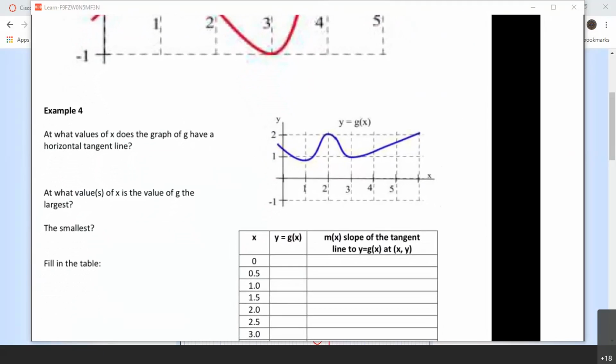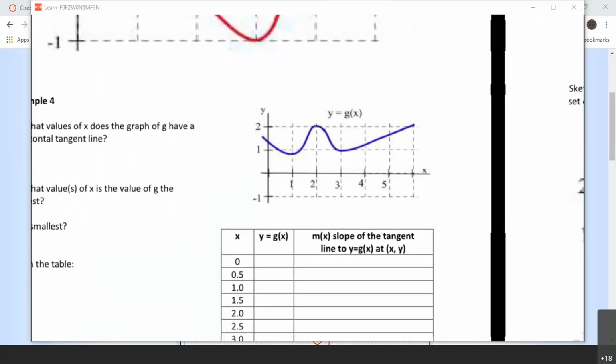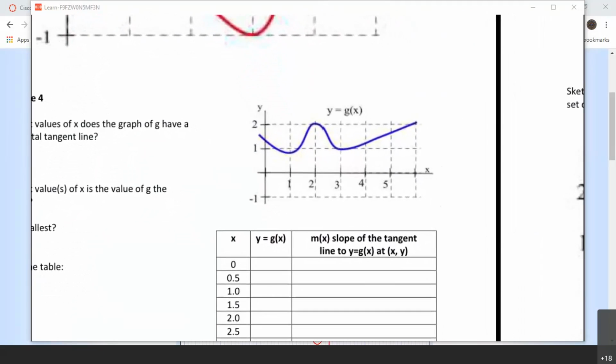Anybody else have any ideas? Can everybody see the graph? Yep, we've got a horizontal tangent here, here, and here. This is kind of iffy exactly where it is, but again, it looks like it's a low spot, so we'll say it's 3.